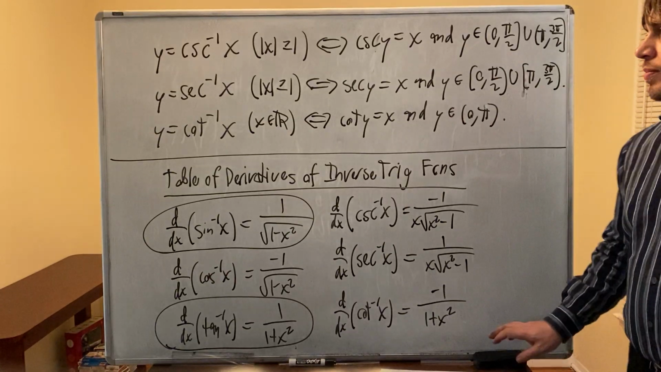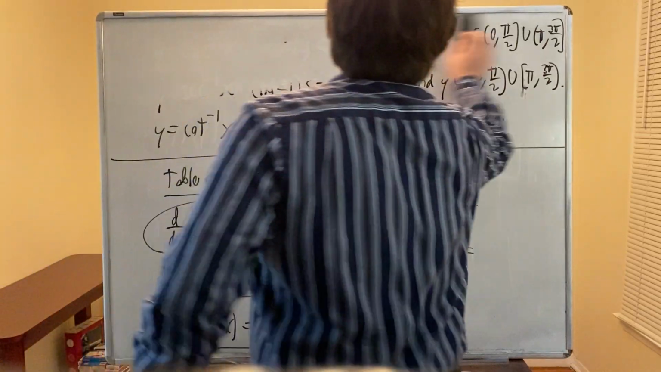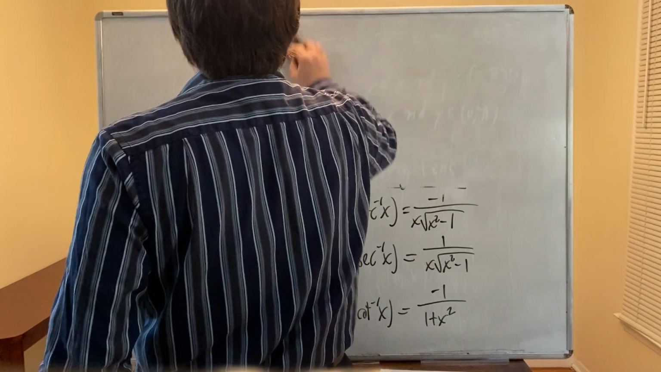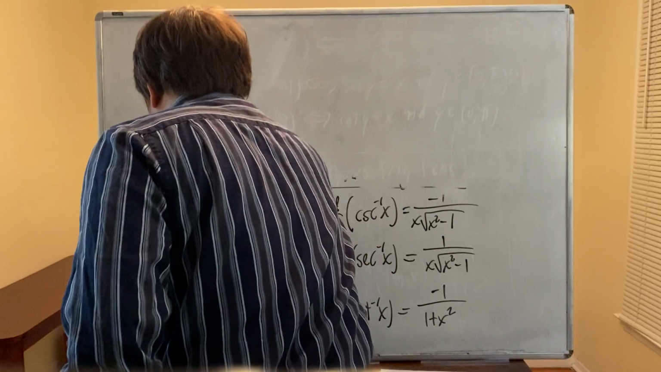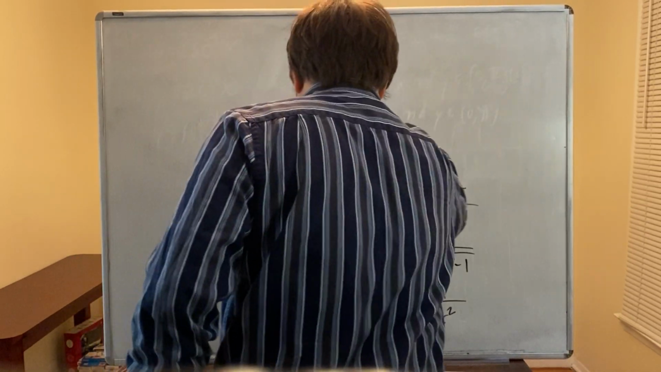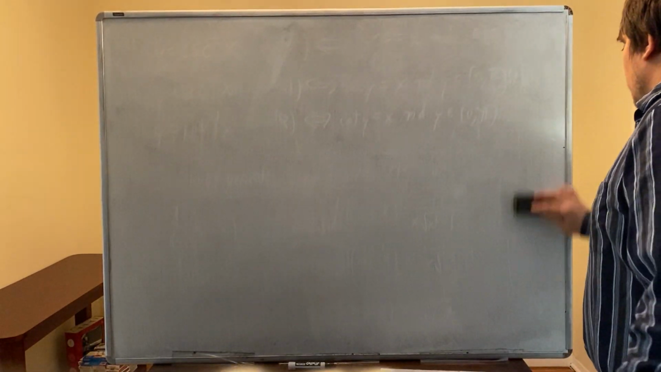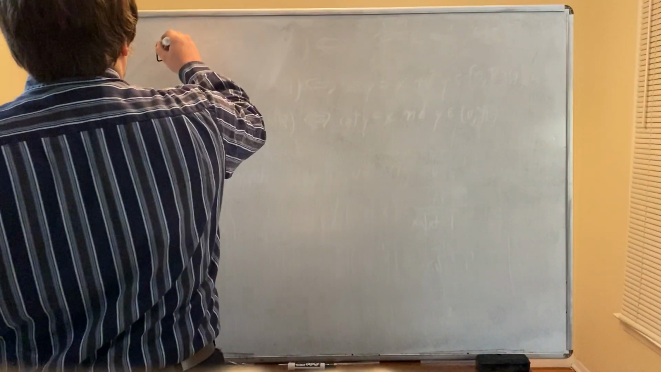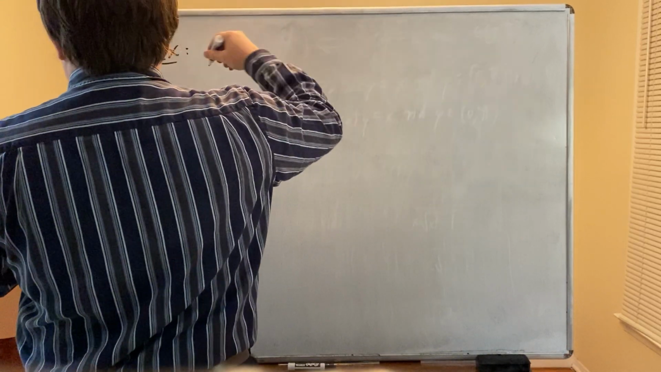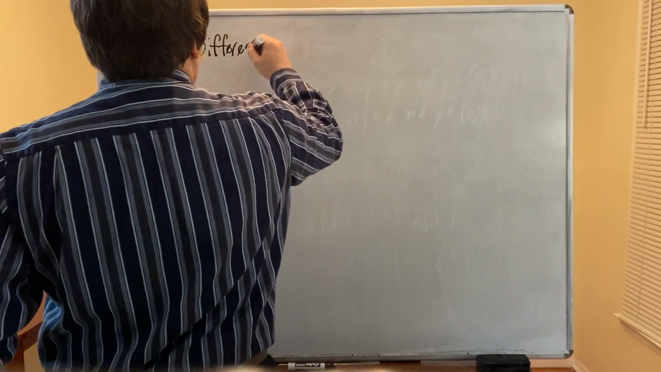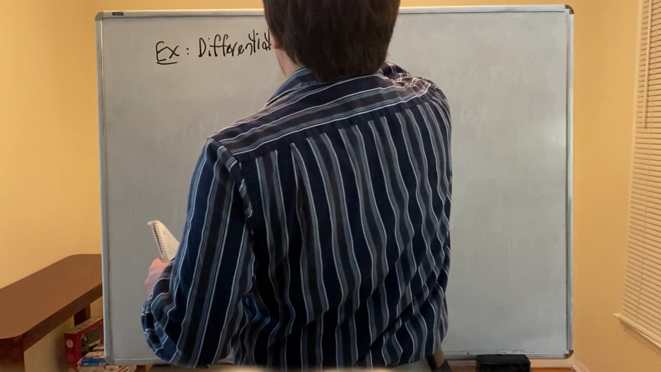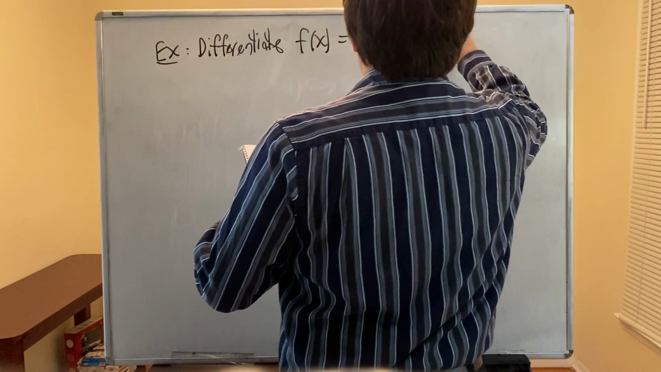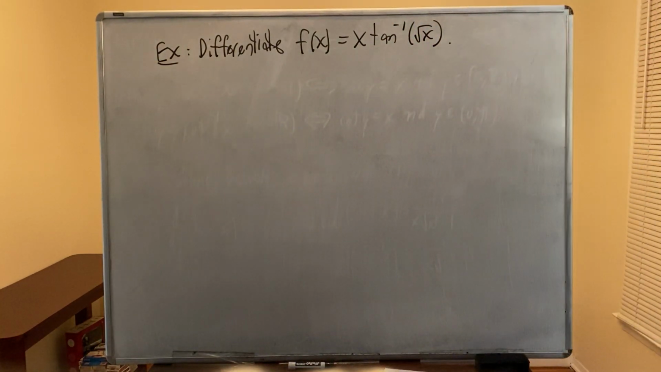Okay, let's keep going. Example. Differentiate f of x is equal to x tan inverse of the square root of x. Okay, solution.